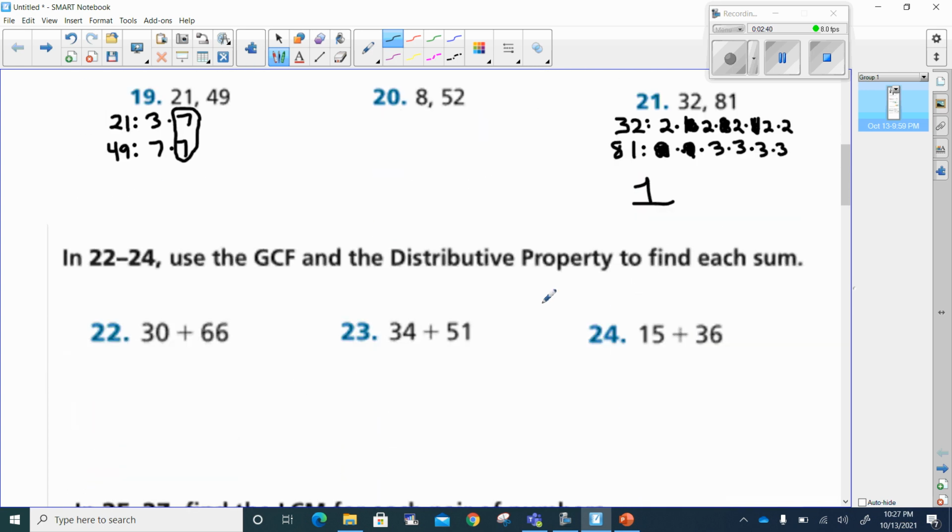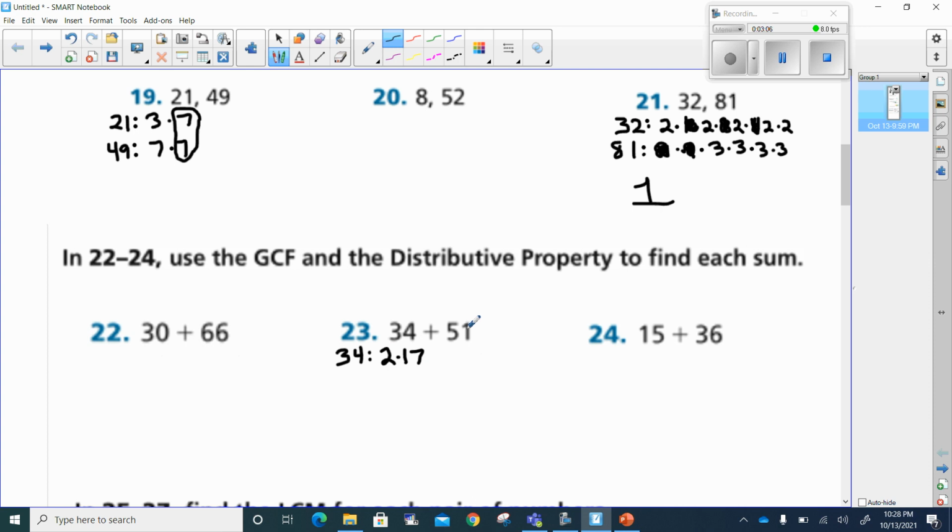All right, we're on number 23 now. 23 says, use the greatest common factor and distributive property to find each sum. Well, if I did that, I would go ahead and break up number 34 first. I know 34 is the product of, well, it's an even number, right? So that's going to be 2 times 17. Can't break those up anymore.